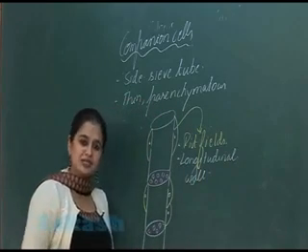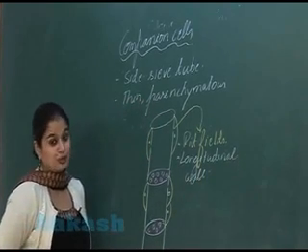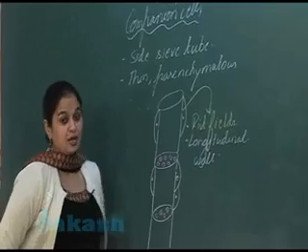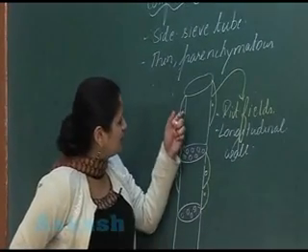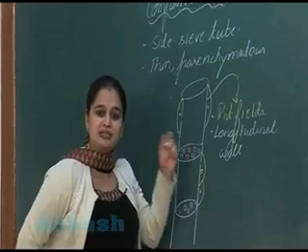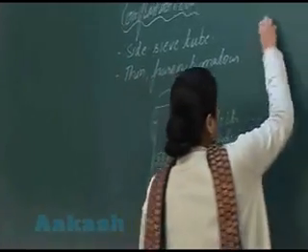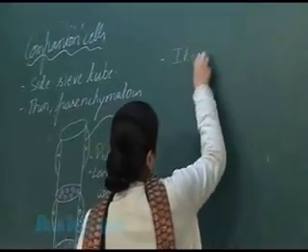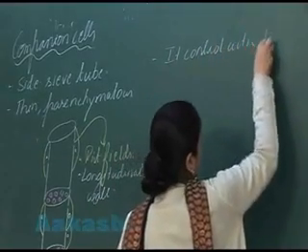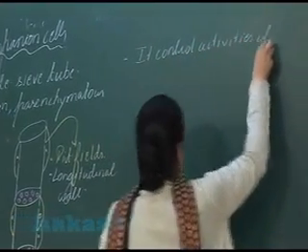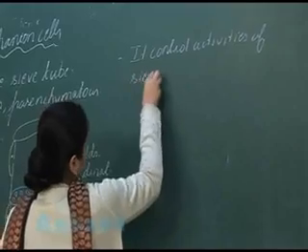Now, as we have discussed, in the sieve tube the nucleus is absent. So the activities of the sieve tube are controlled by the nucleus of the companion cell. It controls the activities of the sieve tube.